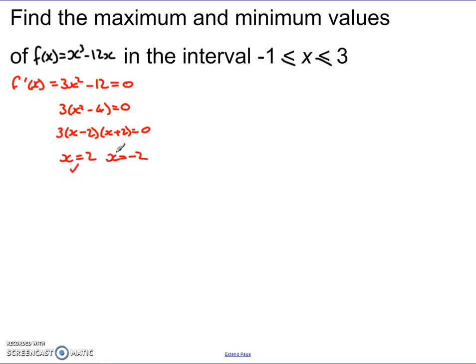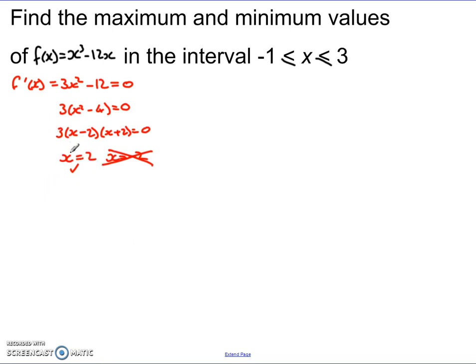This one doesn't, so I don't have to include this one in my further calculations. If the question asks me beyond this, what are all the turning points? What are the maximum and minimum? Something like that, we do. But for the sake of this question, we don't need to include it. It is out with our range. It has no effect on our final answer.